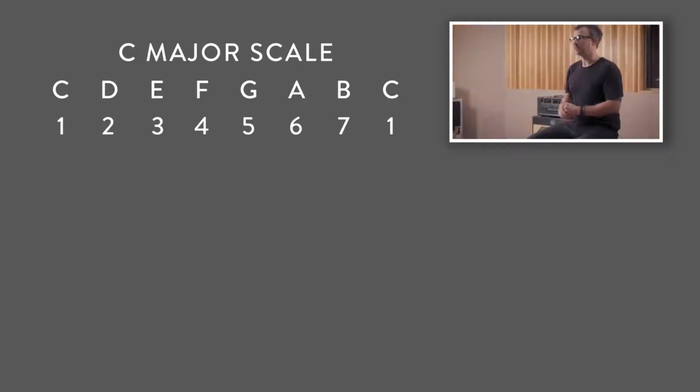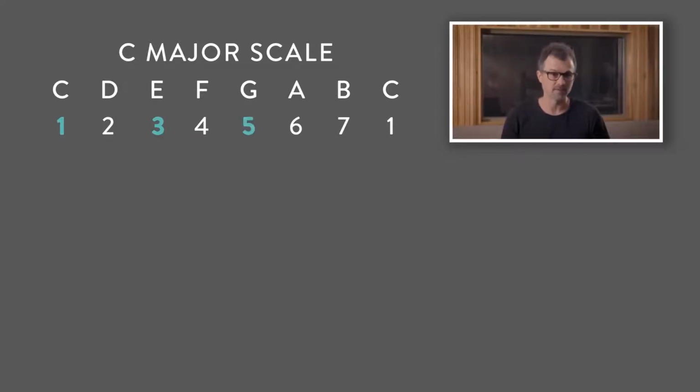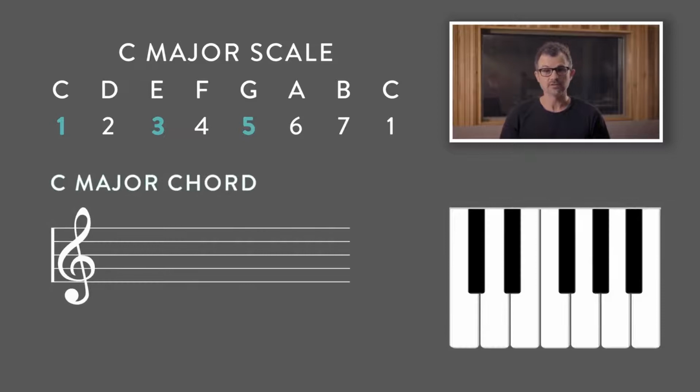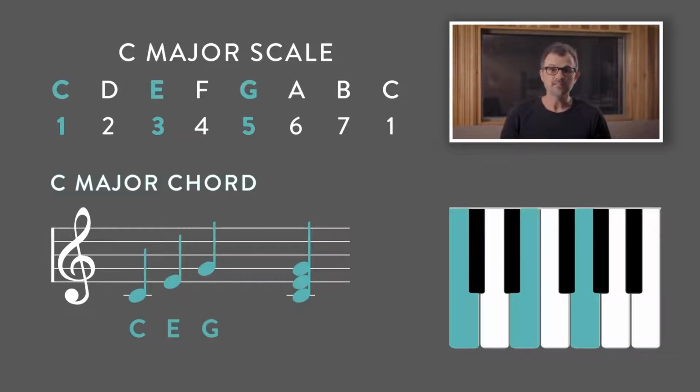The major chord is built from 3 notes in any major scale, and those notes are the first note, the 3rd note, and the 5th note of whatever key you're working with. In the scale of C major, those notes are C, E, and G. These 3 notes make up the chord of C major. If you form a C major chord on your instrument, then check your notation chart, you'll find that all the notes in the chord are either C, E, or G.